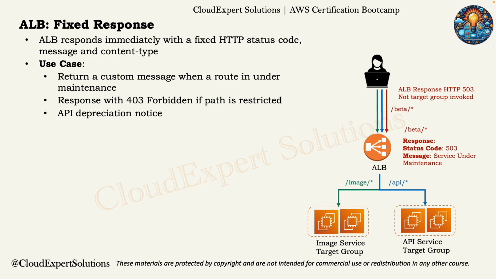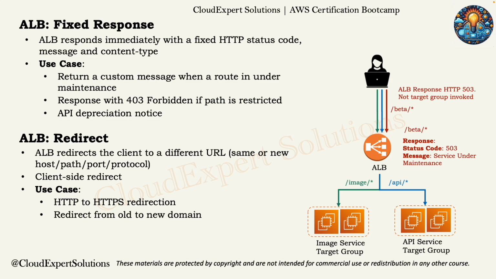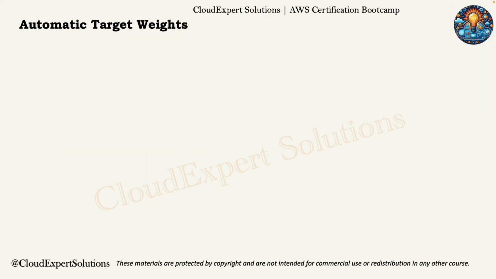Now there is another concept called redirect. The ALB can redirect the client to a different URL. It could be the same or new host, path, protocol, or even port. This is a client-side redirect, meaning the browser is told to make a new request. As a use case, you can implement HTTP to HTTPS redirection, or if you want to implement forced secure connection, you can also redirect from old to new domain, or if you want to implement URL normalization, then you can use the AWS redirect feature.